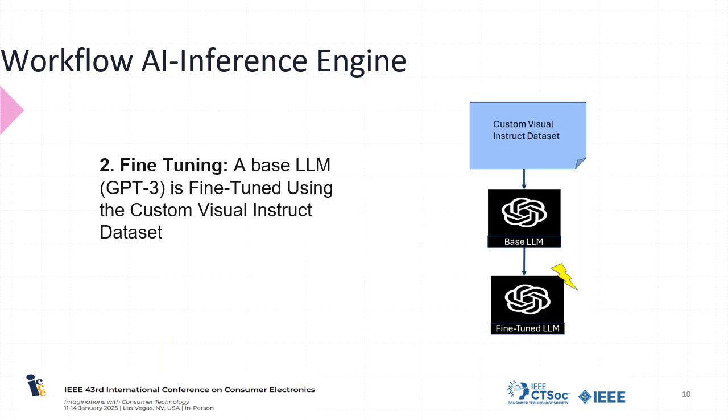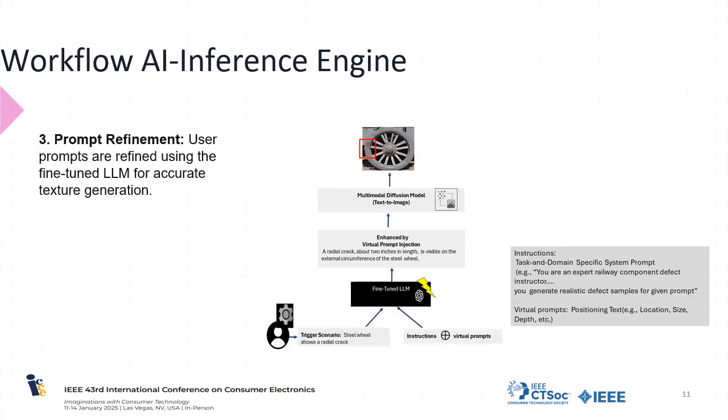Then the dataset is used to fine-tune a base LLM like GPT-3, to textually generate the visual texture description of the defect. The dataset we produce is available as open source under our project on GitHub. You can access it through the link we provided in the paper.